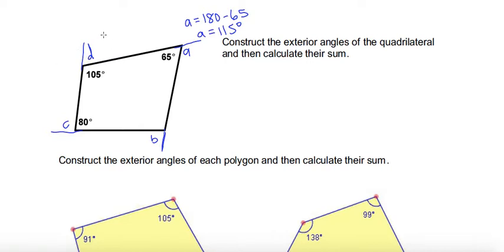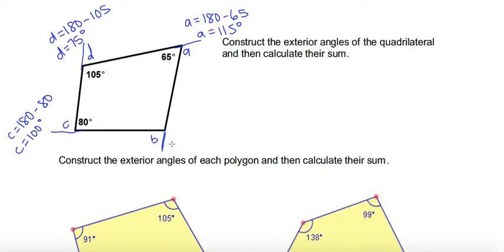Let's take a look at D. So D is the same as 180 take away 105, or D is equal to 75 degrees. Let's take a look at C. C is equal to 180 take away 80, or C is equal to 100 degrees.